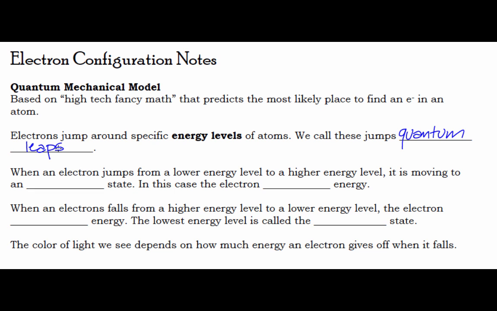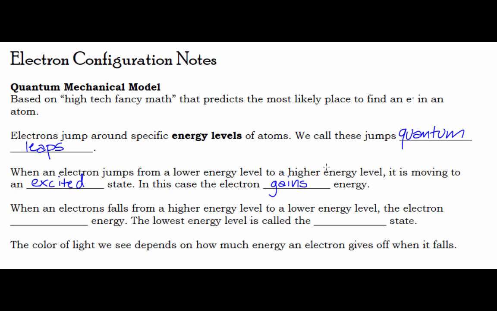When an electron jumps from a lower energy level to a higher energy level, it is moving to an excited state, a state that has more energy. In this case, the electron gains energy. The electron might gain energy from heat or a more powerful light, electricity, something like that.